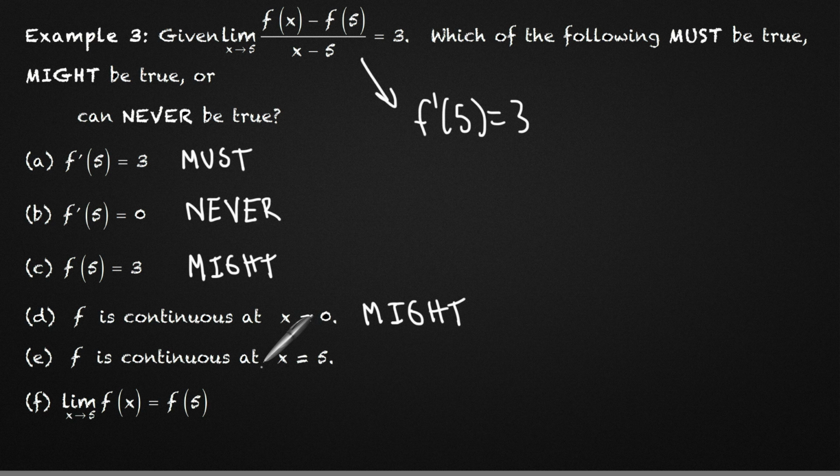It doesn't have to be continuous at x equals 0. Oh, but it must be continuous at x equals 5 because it is differentiable at 5. So therefore, it must automatically be continuous at that point as well.